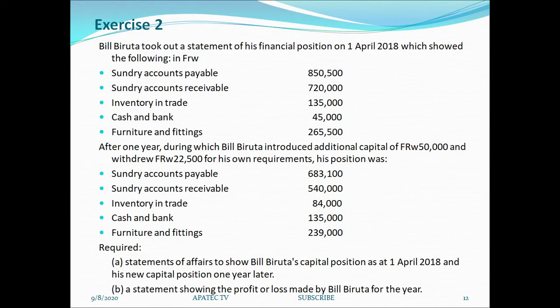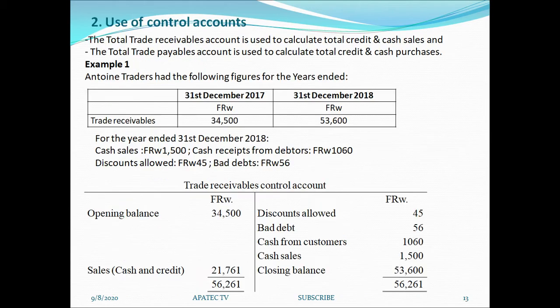This is example number 2, which is simple. Everyone can try their best to get the statement of affairs, and also get the profit and loss for the year ended. My dear friend, take your pen and calculate this. It is simple, and you will get the answer. Practice makes perfect.